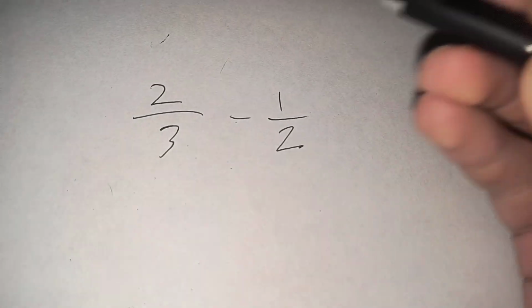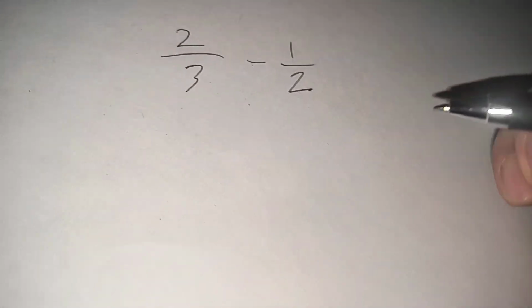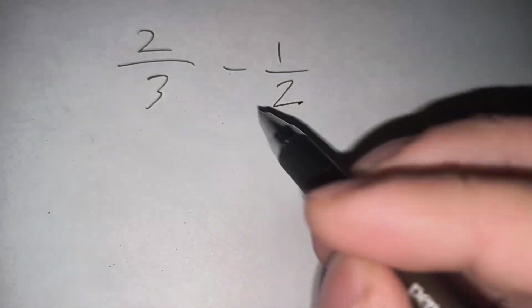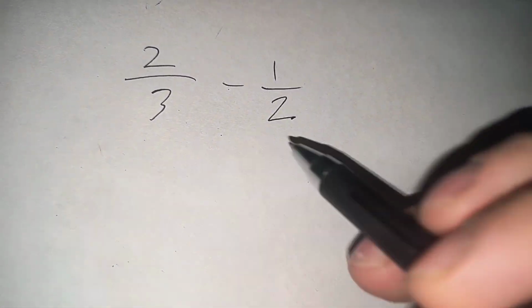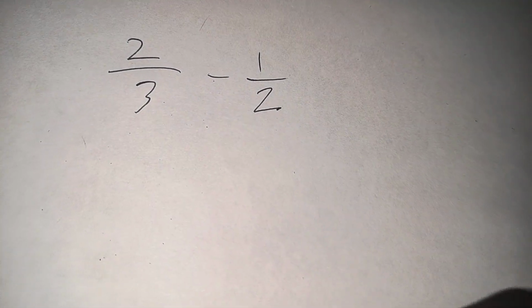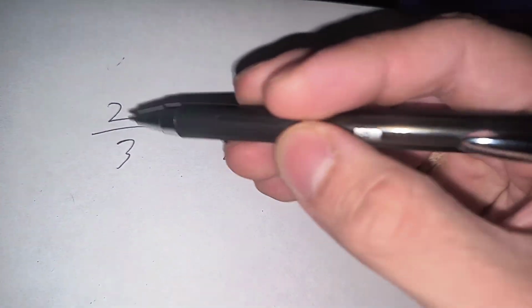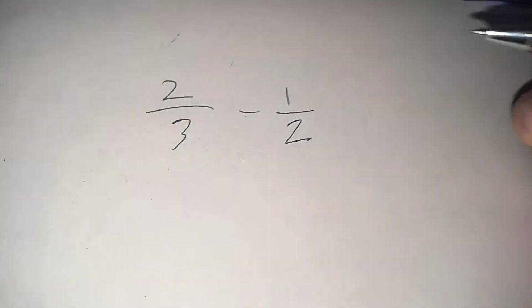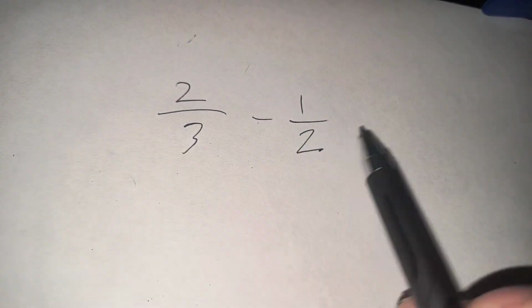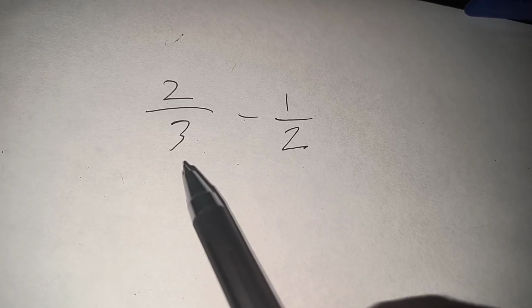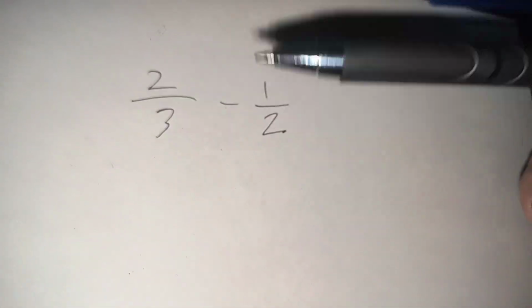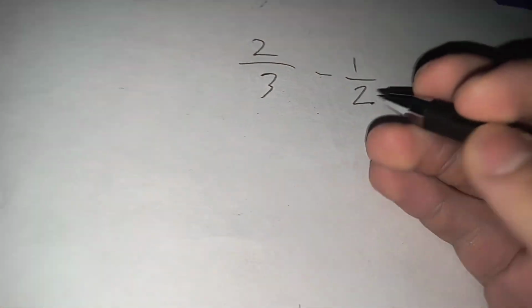Okay. Well, how do we subtract this? Well, we can't, because the denominators aren't the same. They need to be the same. And the way we can do this is by multiplying both the numerator and denominator of both fractions by a number so that the bottoms become the same number. We just find the common multiples.